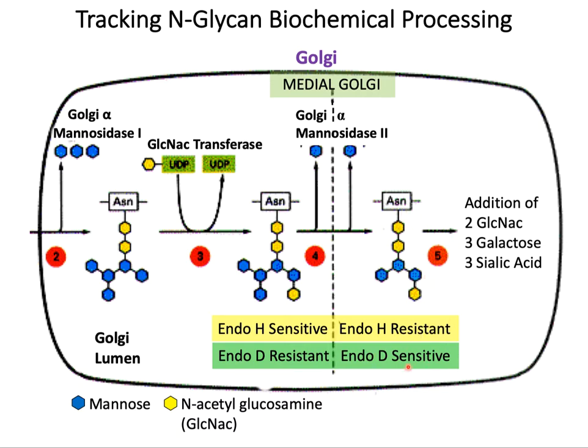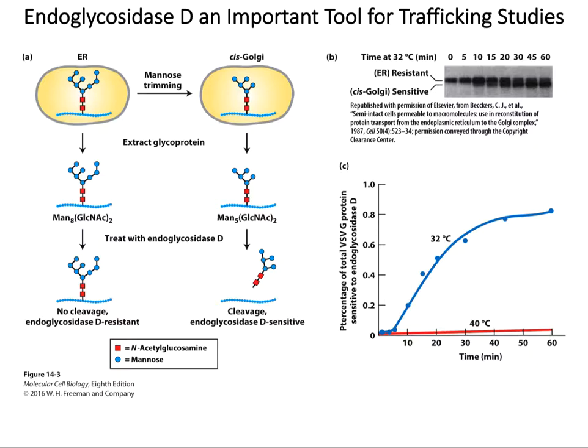The opposite is true for endoglycosidase D or endo-D. These proteins are resistant to the action of endoglycosidase D until the proteins cross this step into the medial Golgi, and then the glycans that are attached to them become sensitive. The exact moment that this happens is when the second mannose residue is removed. That is when you gain or lose the sensitivity to these particular enzymes. So here you are asking two research questions. First, what happens to the misfolded proteins which are retained in the ER?